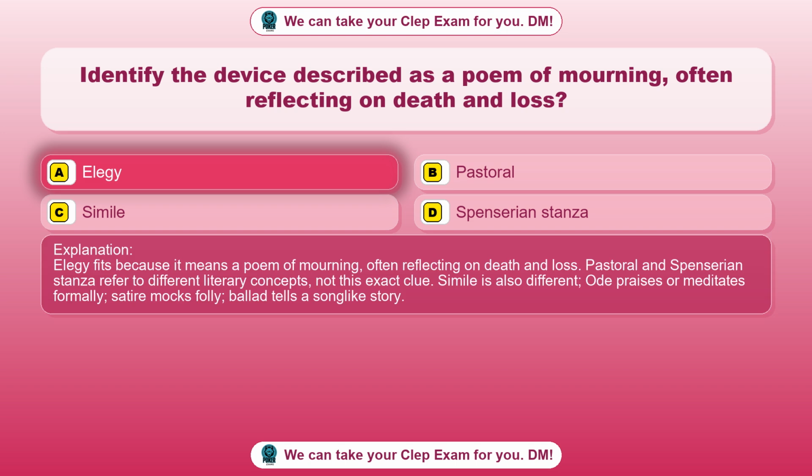Elegy fits because it means a poem of mourning, often reflecting on death and loss. Pastoral and Spenserian stanza refer to different literary concepts, not this exact clue. Simile is also different. Ode praises or meditates formally, satire mocks folly, ballad tells a song-like story.